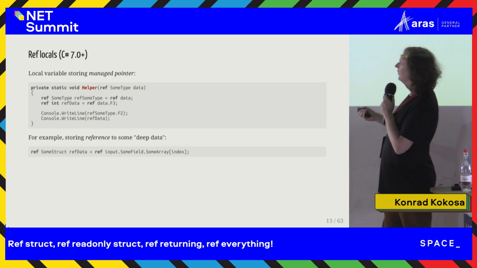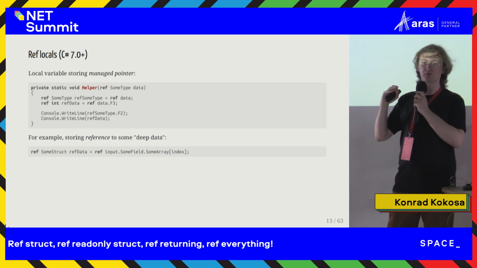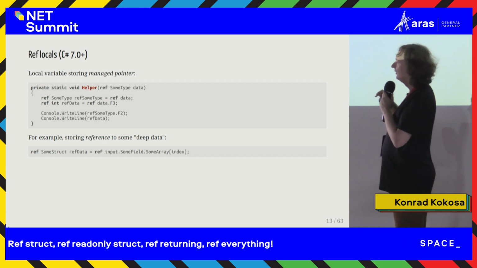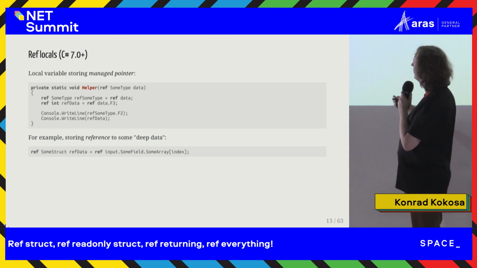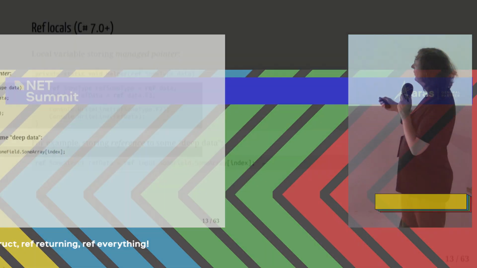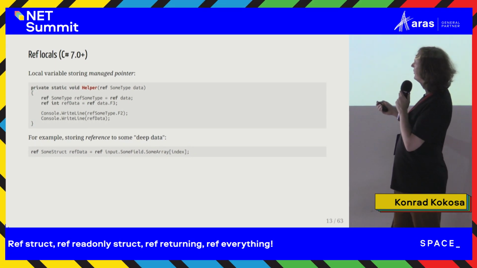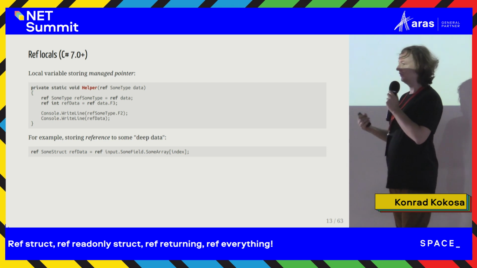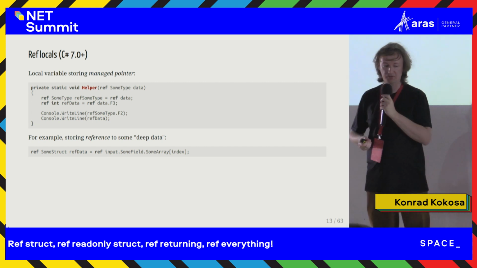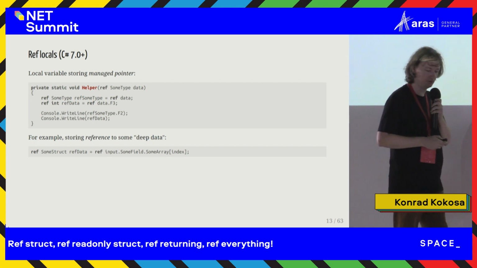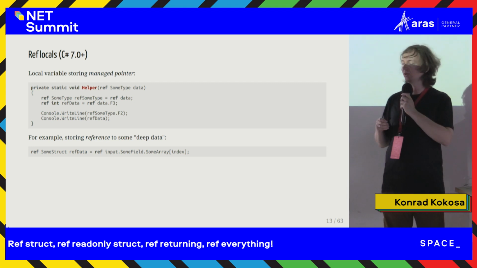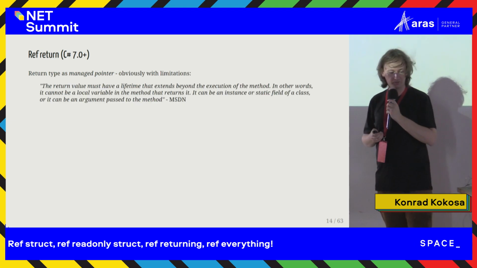For example, we can use it for creating shortcuts to some deep data of a structure. If we want to dive into some field and some array inside and a specific element of this array, we can create such a ref local shortcut to this specific element. So accessing it now will be much faster, not going through this field and through the index, but just getting the ref local reference to a specific field and array, for example. So this is nice, but this is not the most important thing that they added.